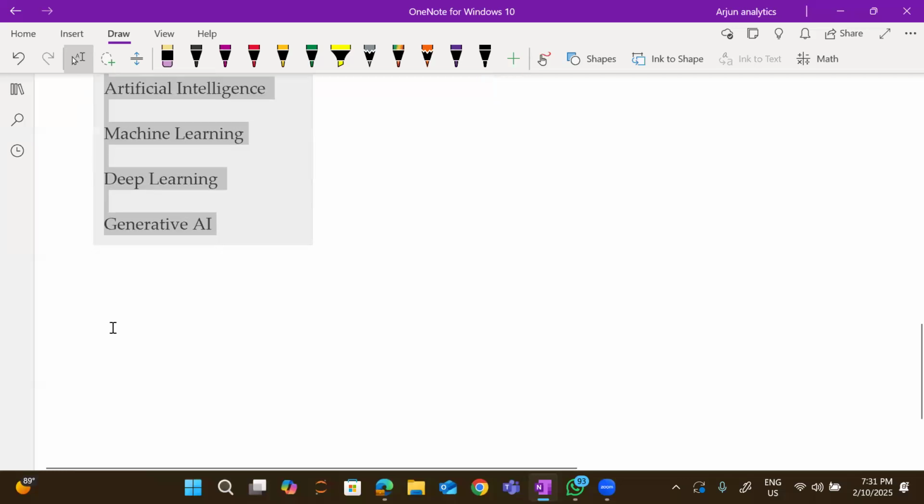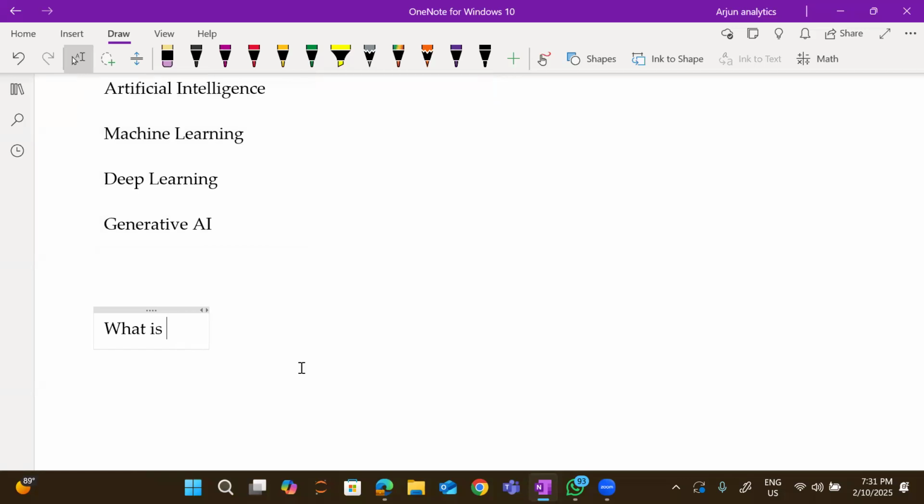Now, what is data science? In a very, very simple way to explain it, data science is nothing but a process of extracting knowledge from the data. Okay, now I will explain you.